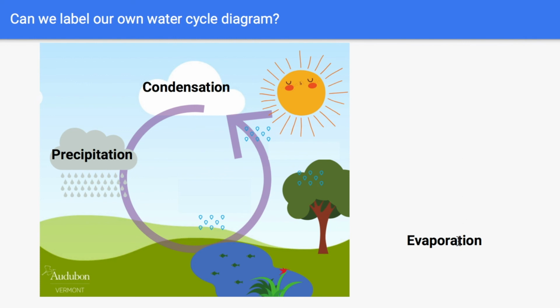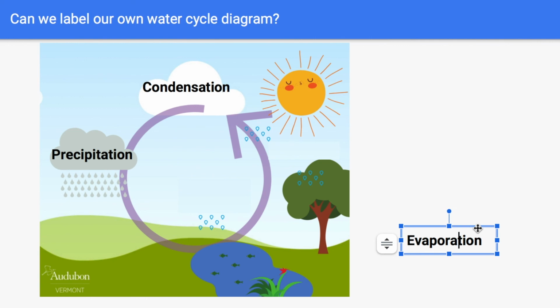Lastly, where does evaporation go on our diagram? Well, what does it mean to evaporate? Evaporation, if we remember, is when the liquid water starts to turn into water droplets. So when it turns into water droplets, where does it go? Pause and share what you think with a partner.